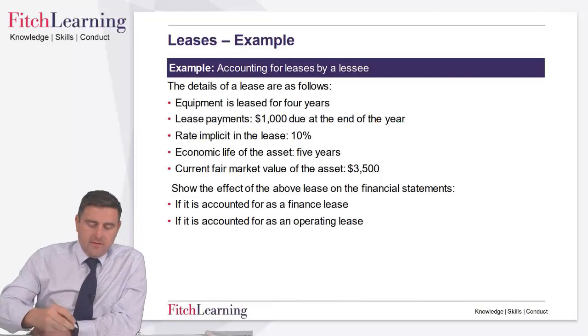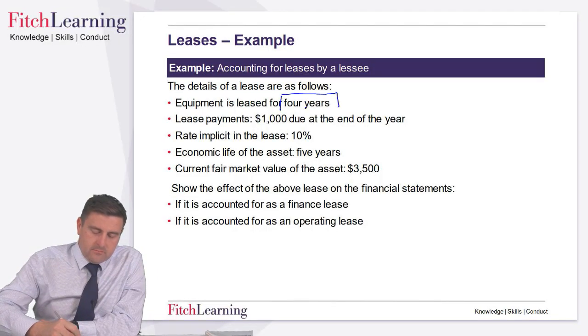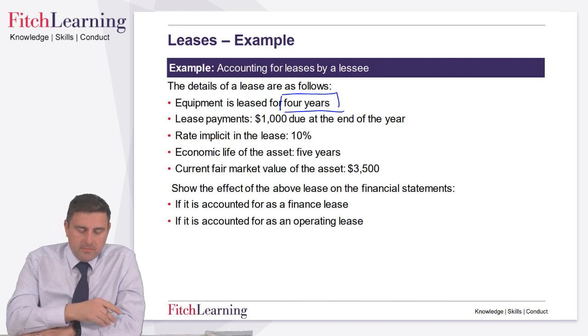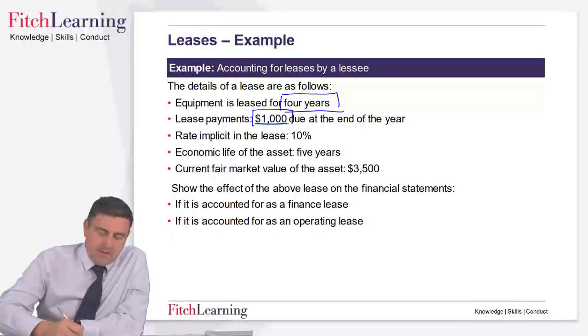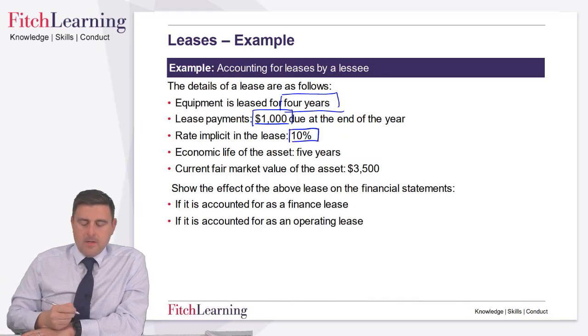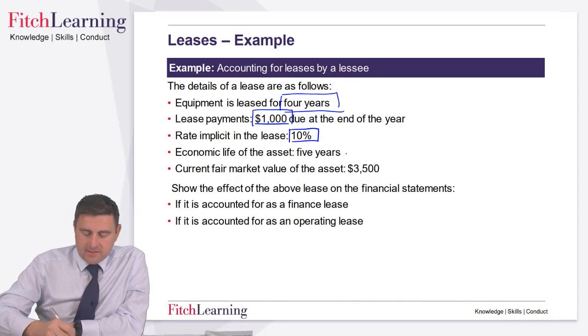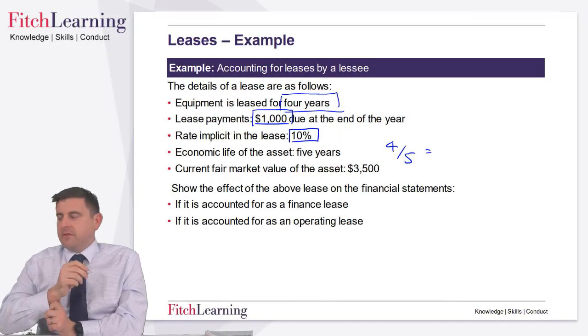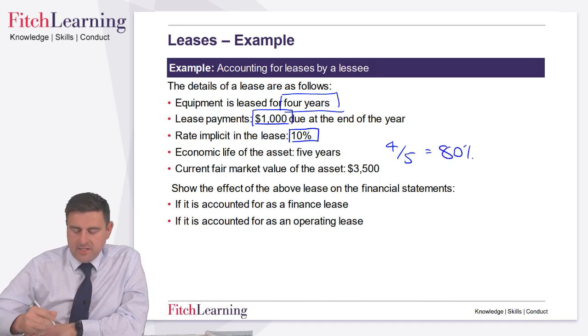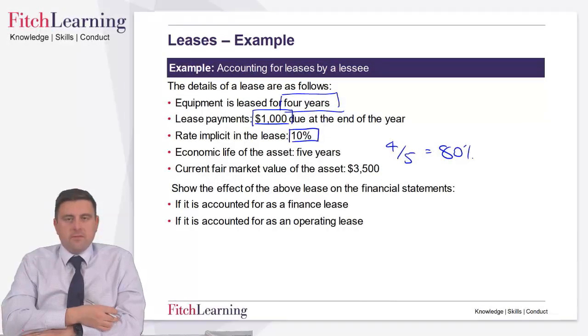We've got here a 4-year leased asset, so it could be, let's say, a car, whatever it might be. You're making 1,000 in payments every year. The rate implicit is 10%. The economic life of the asset is 5 years. So have I met the criterion? I'm leasing it for 4 out of its 5-year life, which equates to 80%. 80% is above the minimum requirement, which is 75% or more of the asset's life.